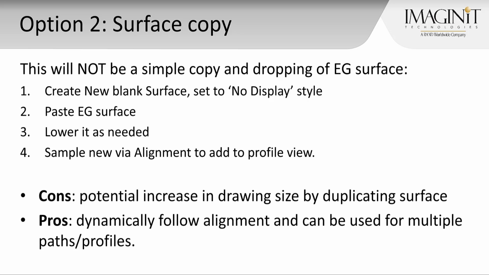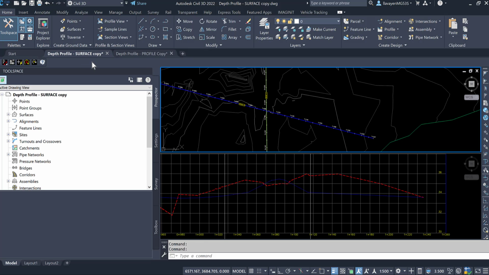The cons, it can potentially increase our drawing size by duplicating the surface. Depends how big your surface is, you may get a much larger drawing, especially if you're dealing with LiDAR. The pros, it will dynamically follow the alignment, and we can sample that surface many times for different grid views. Let's take a look at this. Let's return to Civil 3D. And we're going to look at the option to creating a copied surface.